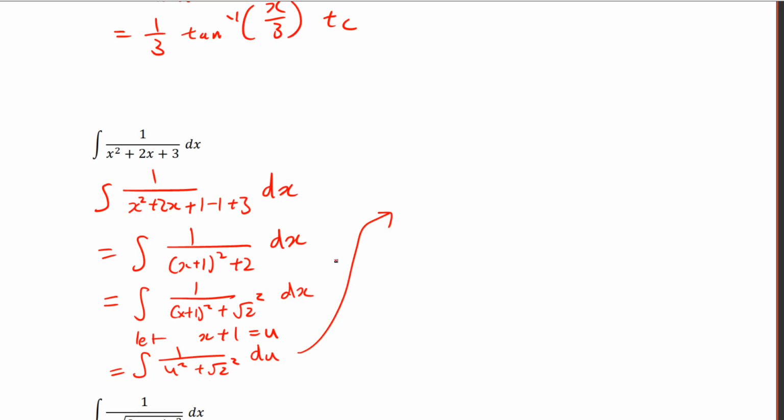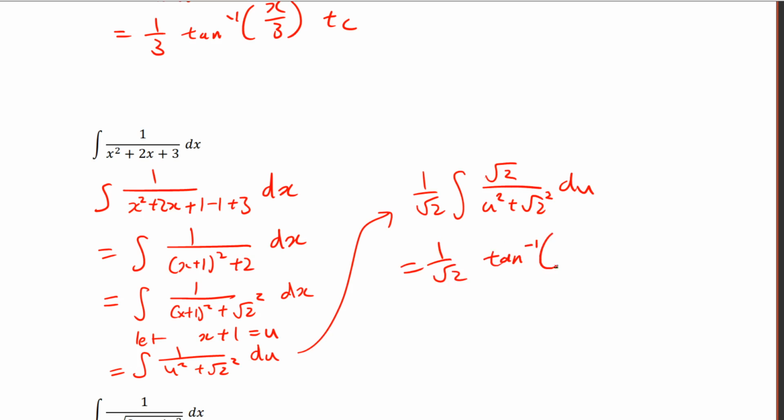So if I take this, and remembering when we're doing tan, we can't have a 1 at the top. We need a at the top, so we need root 2 on top. I'll write it as 1 on root 2 on u squared plus root 2 squared. So putting that through the formula is 1 on root 2 inverse tan of u on root 2 plus c. And then obviously u was x plus 1, so this is 1 on root 2 inverse tan of x plus 1 on root 2 plus c.